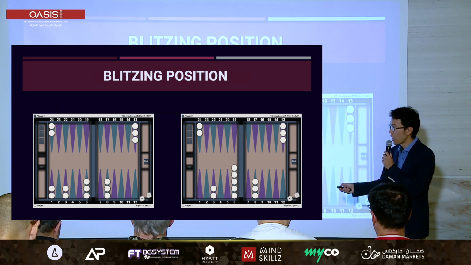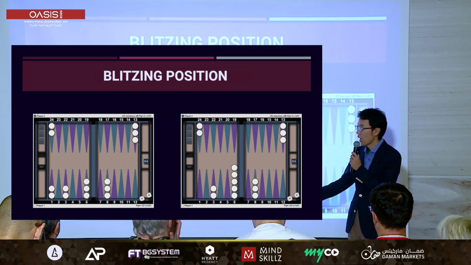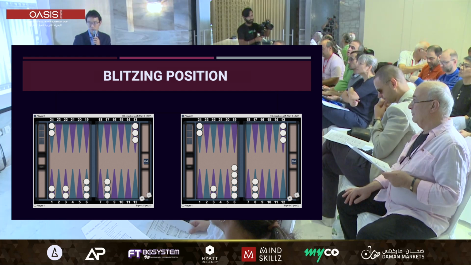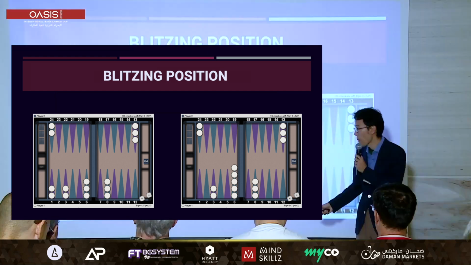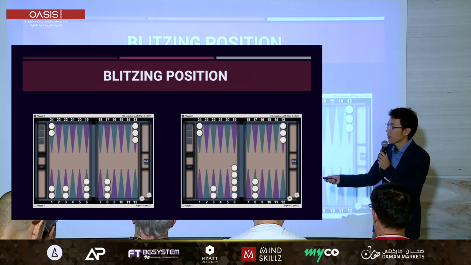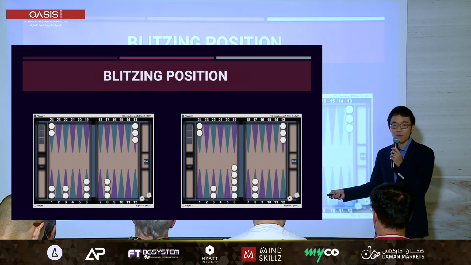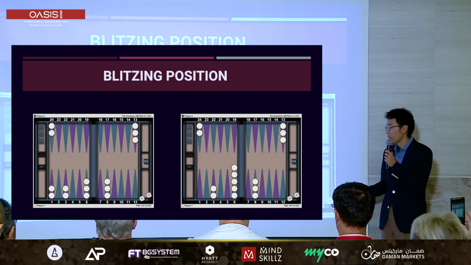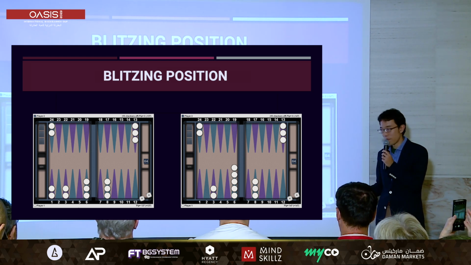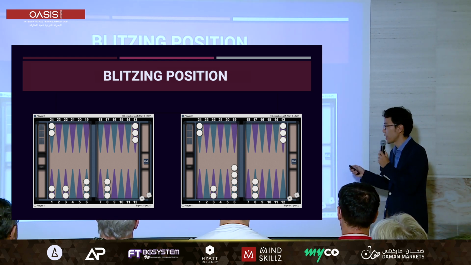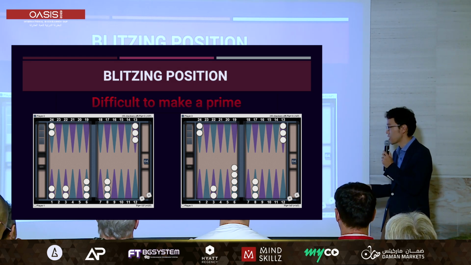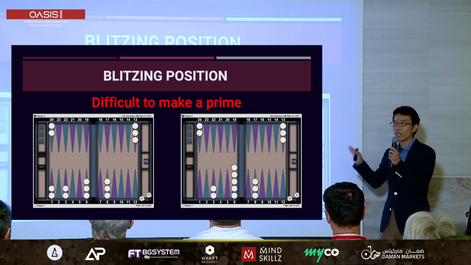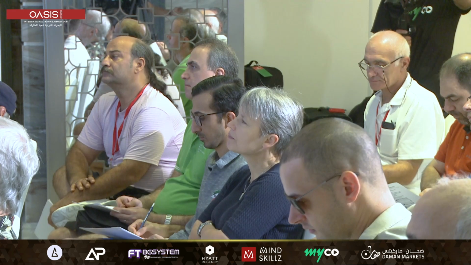As you see, the ace point is already made, and the 3 point is already made, so deep points are already made, and it's very difficult for him to make the 4 point or 5 point or bar point. So you can imagine a position like this, white cannot make a prime easily. It's like impossible. And it's the same here. I mean, how do you fill up the 5 point or 4 point or bar point and make a prime here? This is very difficult. By the way, this is a position after double 5, and this is a position that we showed in the beginning. Anyway, it's very difficult to make a prime. It is a typical feature of a blitzing position, okay?